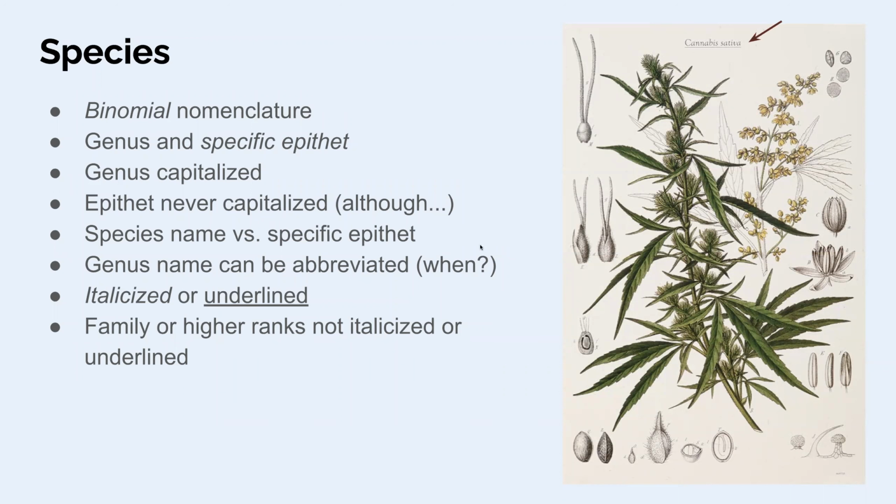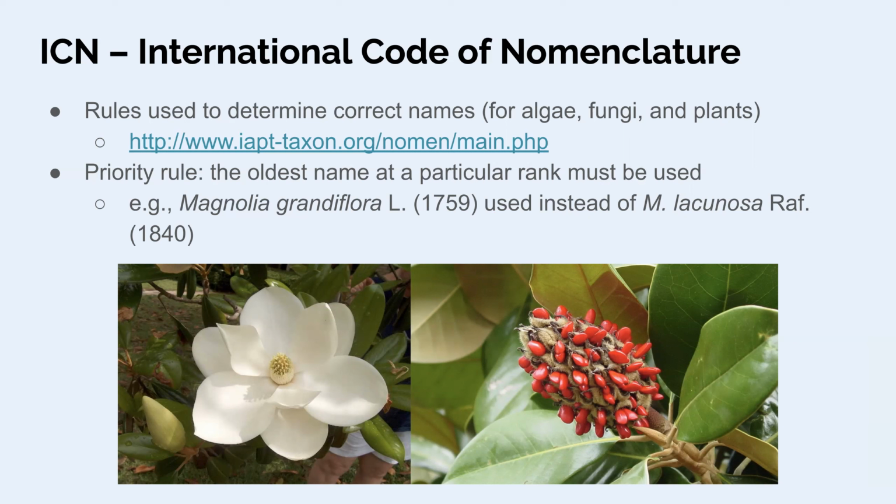Now, there's a little bit of a caveat to that, which is that the oldest name at the rank has to be used. As I mentioned, you might recategorize a species and have it fall into a new genus. The priority still applies to that epithet. So the oldest epithet for a species, no matter what genus it falls into, is the one with priority. And we go over these.